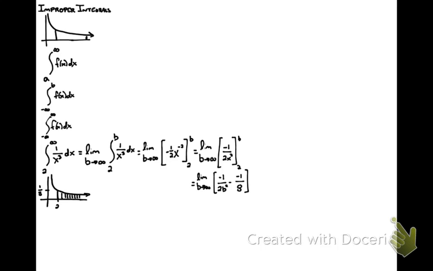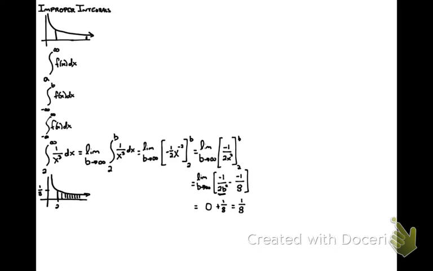And now this is an expression where I can take the limit as b goes to infinity. This entire denominator is getting massive. The limit of this then is 0. So this becomes 0 plus 1/8. So this converges, and the integral's value is 1/8.